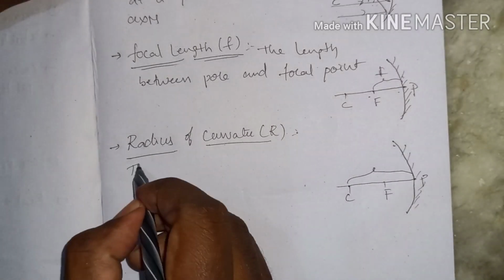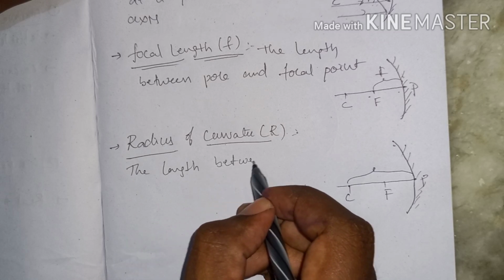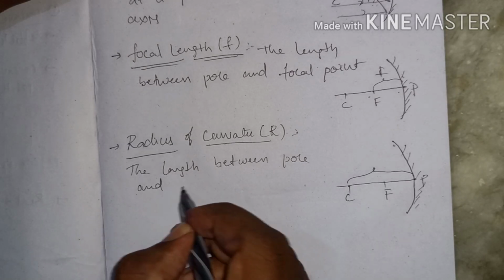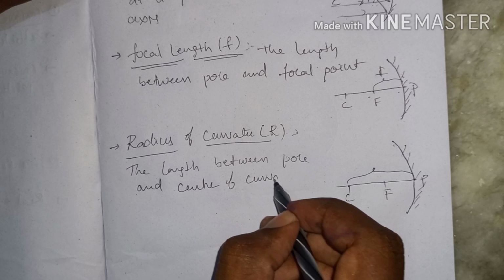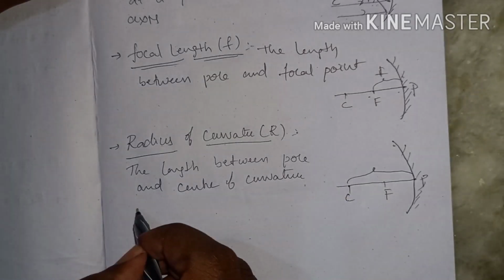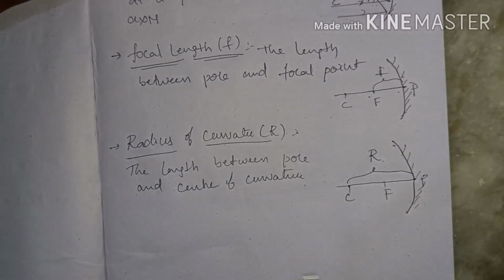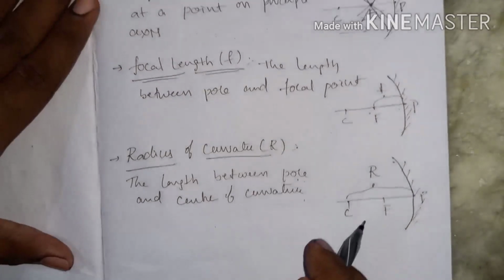Simple. The length between the pole and the center of curvature we consider as the radius of curvature.